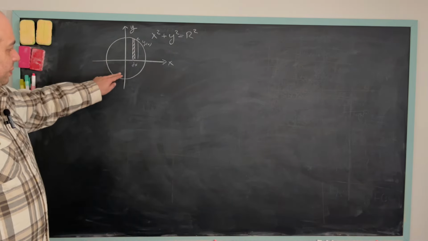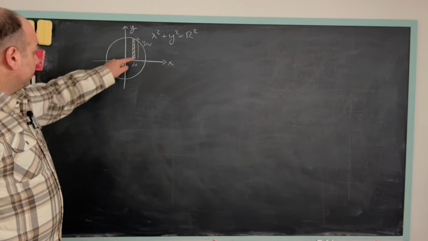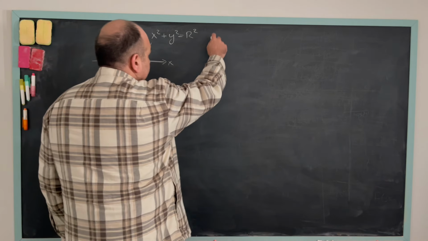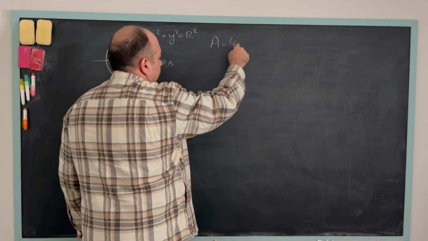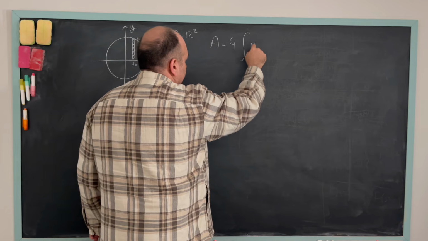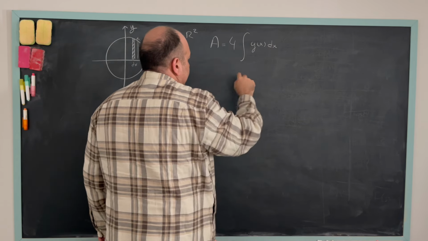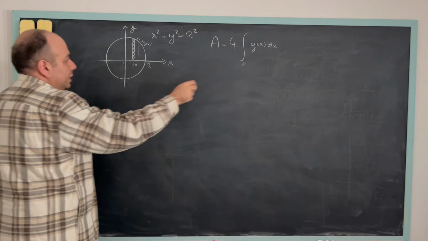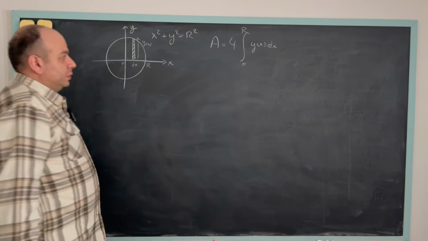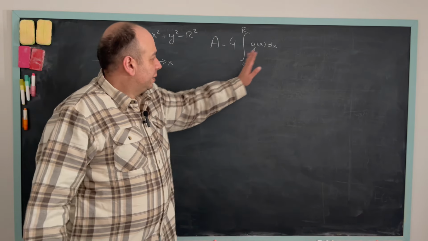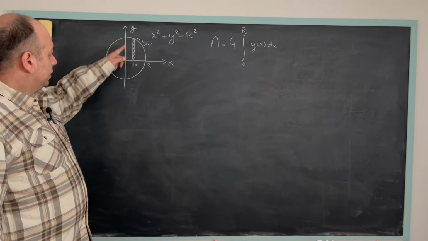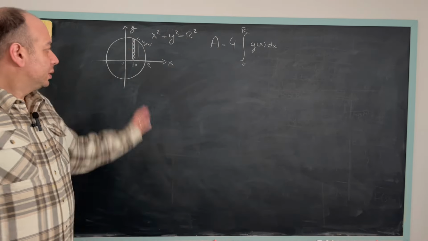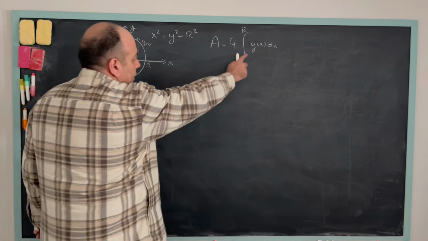Okay, due to the symmetry, I have four pieces here, right? And each piece has an equal size. So the area is simply equal to 4 times the integral of y of x dx. So x changes from 0 to r, right? So this integral is nothing but the area in the first quadrant. Multiply by 4 gives me the total area. This is good. So what is y of x?